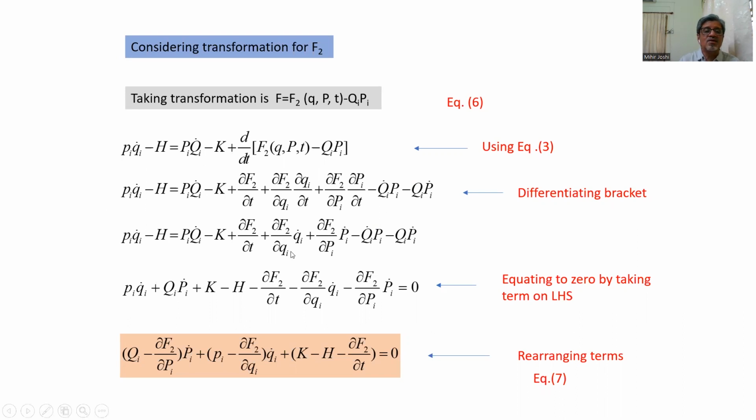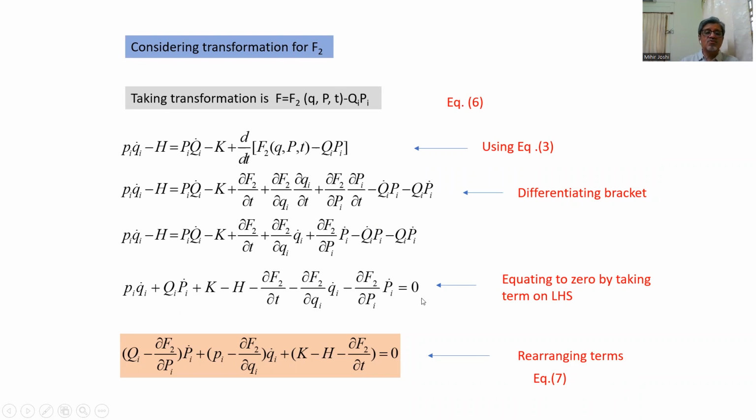So the remaining terms are, left hand side is as it is, pi q dot I minus k, and it will be cancelled out. So only the remaining part will be qi p dot I, and equating it to 0. And equating it to 0, it is pi q dot I, qi p dot I plus k minus h, del f2 by del t, and minus del f2 by del qi q dot I minus del f2 by del pi p dot I equal to 0.